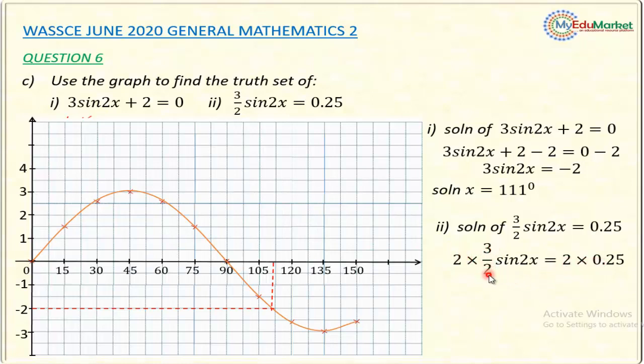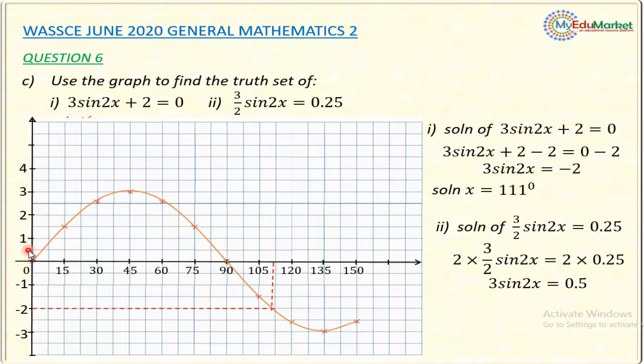This 2 cancels this 2. So I'm going to have 3 sine 2x on the left, and on the right I'm going to have 2 times 0.25, which is 0.5. So I'm now going to look at this right hand side, check it on the y-axis, 0.5.